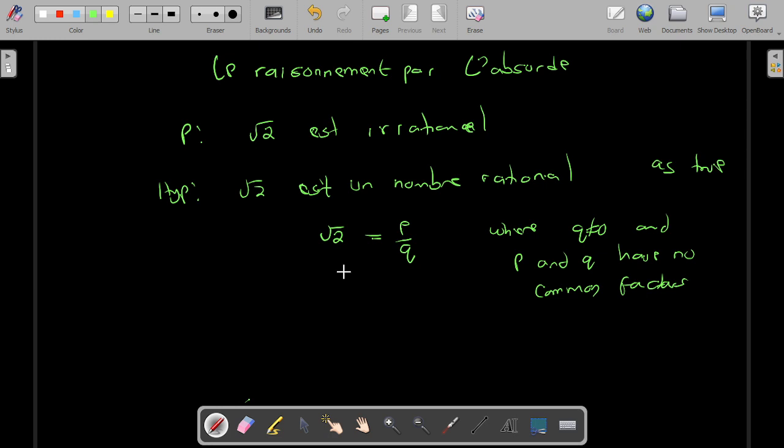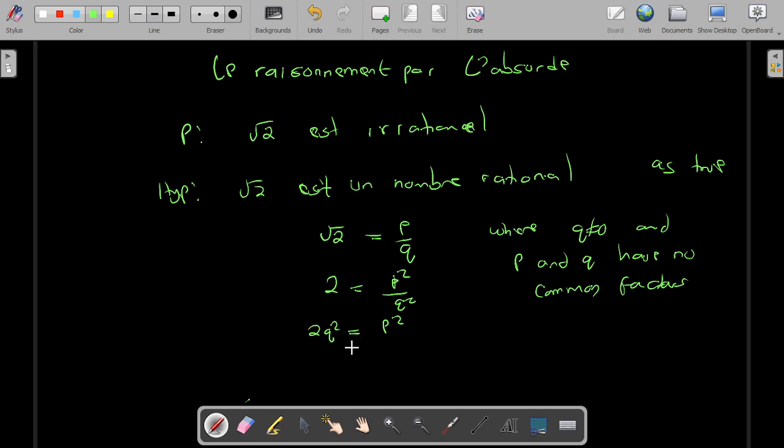Well, let's now proceed with our calculation. If I take the square on both sides, I'm going to have 2 is equal to P squared divided by Q squared. Now this is going to be 2Q squared is equal to P squared. What this shows is that P squared is even. So this is our conclusion from this.